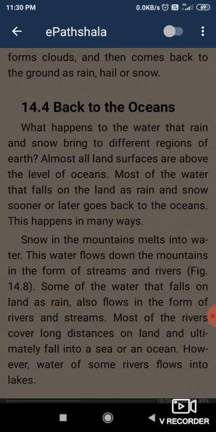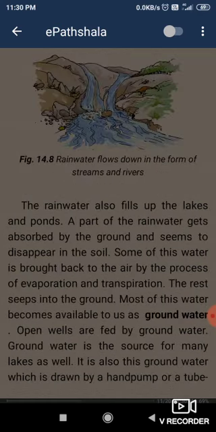Snow in the mountains melts into water. This water flows down the mountains in the form of streams and rivers. Some of the water that falls on land as rain also flows in the form of rivers and streams. Most of the rivers cover long distances on land and ultimately fall into a sea or an ocean. However, water from some rivers flows into lakes.